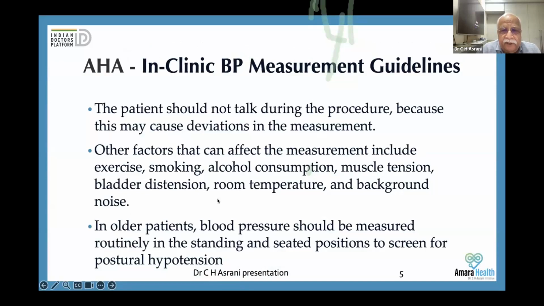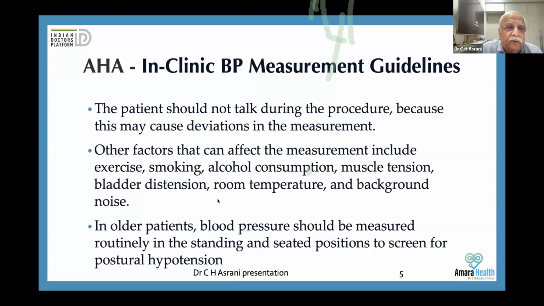Other factors that can affect measurement include exercise, people having come after a brisk walk. A lot of patients take an evening walk and go to the doctor for a BP check. You should refrain from checking at that time. Smoking and muscle tension also matter. If you check yourself, especially on electronic machines, when your biceps are relaxed and the BP is 130 by 80, and you just tense your biceps, not even majorly contract, just tense, the BP will jump up by 15 to 20 millimeters.